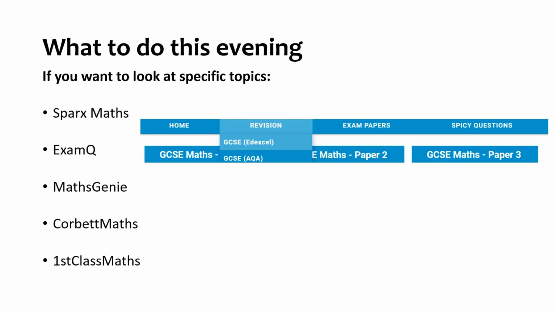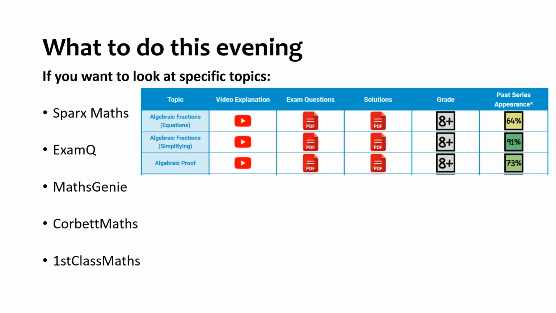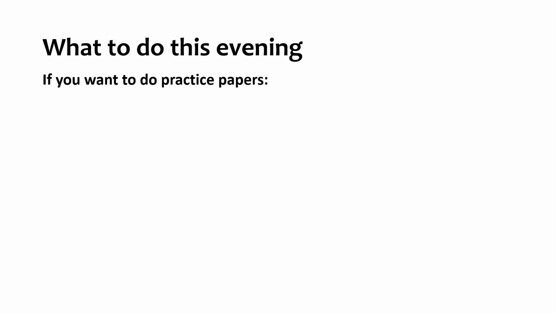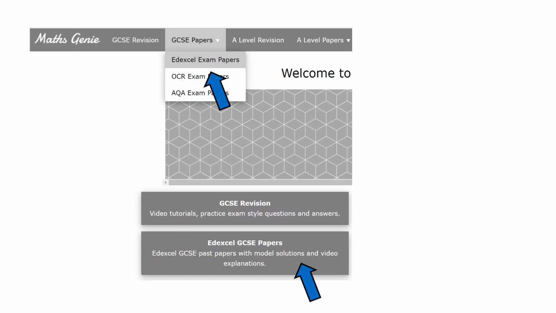You could also go to First Class Maths. Make sure you choose GCSE Edexcel, and then you can see exam questions and solutions on some more really common topics. And if you look in that far right column, you can see the percentage of exams that it's come up in previously. So if that's a really high number, it means it's really likely we're going to see it. You might want to do practice papers, and if you do, Maths Genie is the place to go. Go to GCSE papers at the top, choose Edexcel, and then choose some practice papers. Make sure you're doing paper 1, so you're practicing those non-calculator skills.